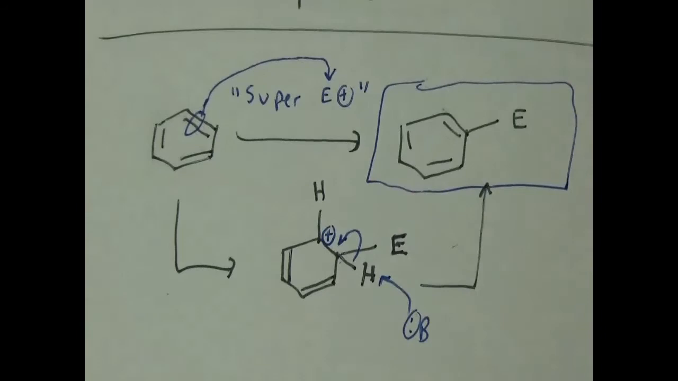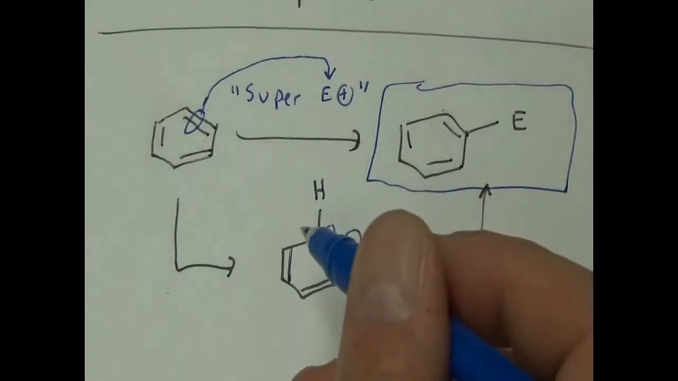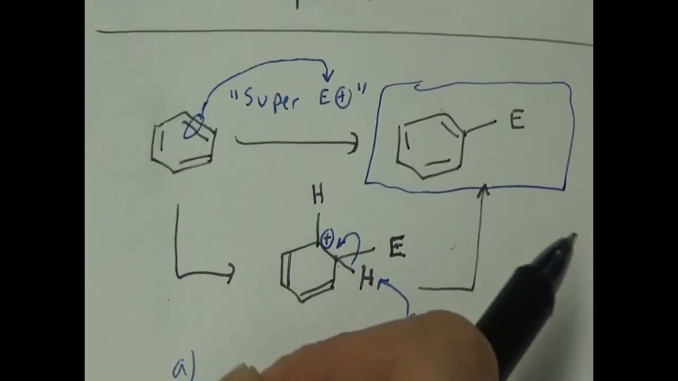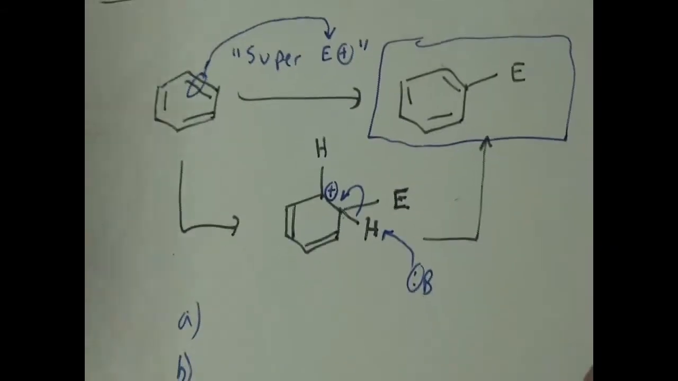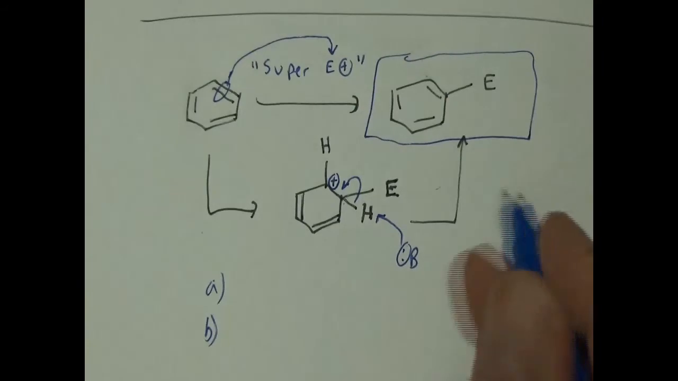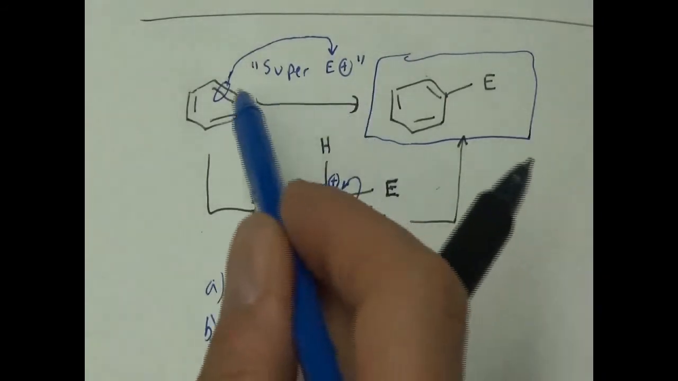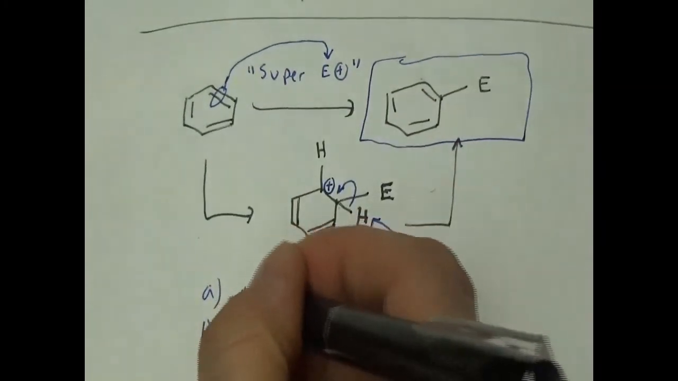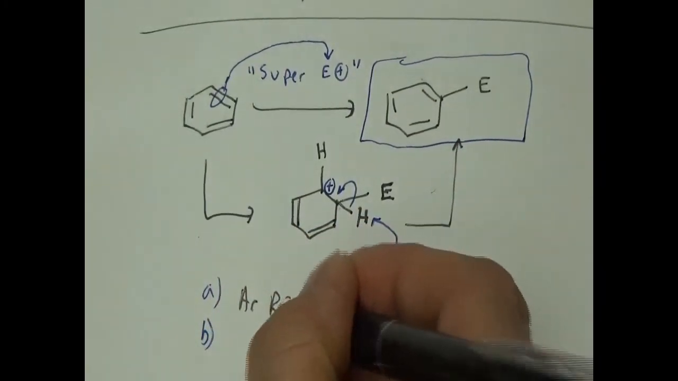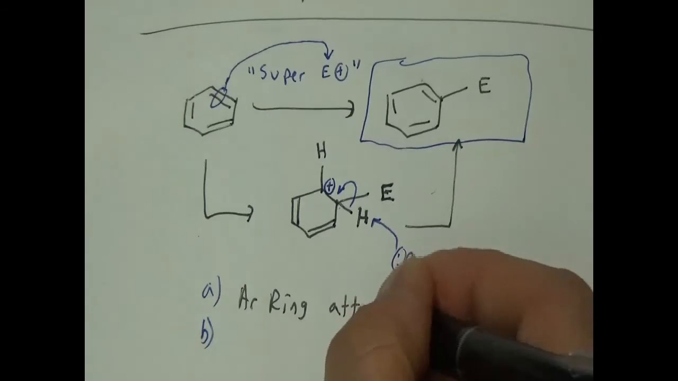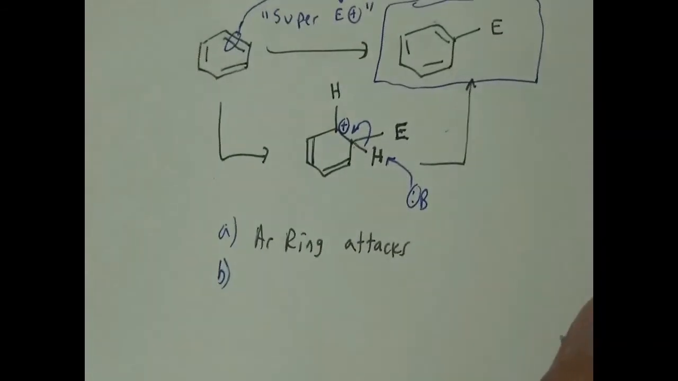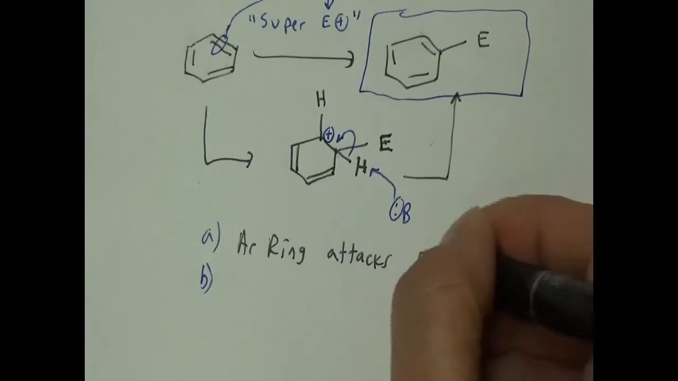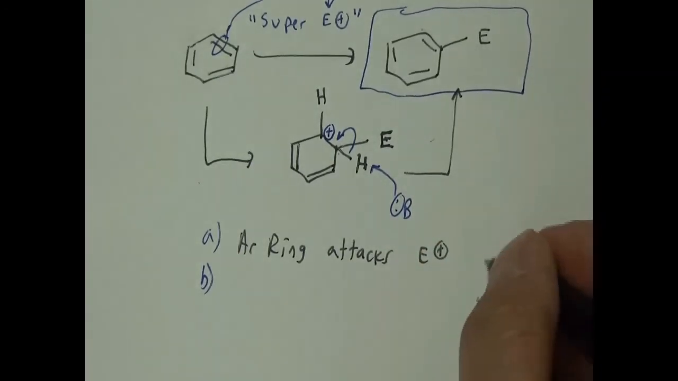Okay, we'll explain why it does that in a second, but like we did on the last page, let's write this out in words. We have A and B. It's a two-step process. So step A was what? In step A, the benzene, or aromatic ring, AR, attacks the super electrophile, the E plus.